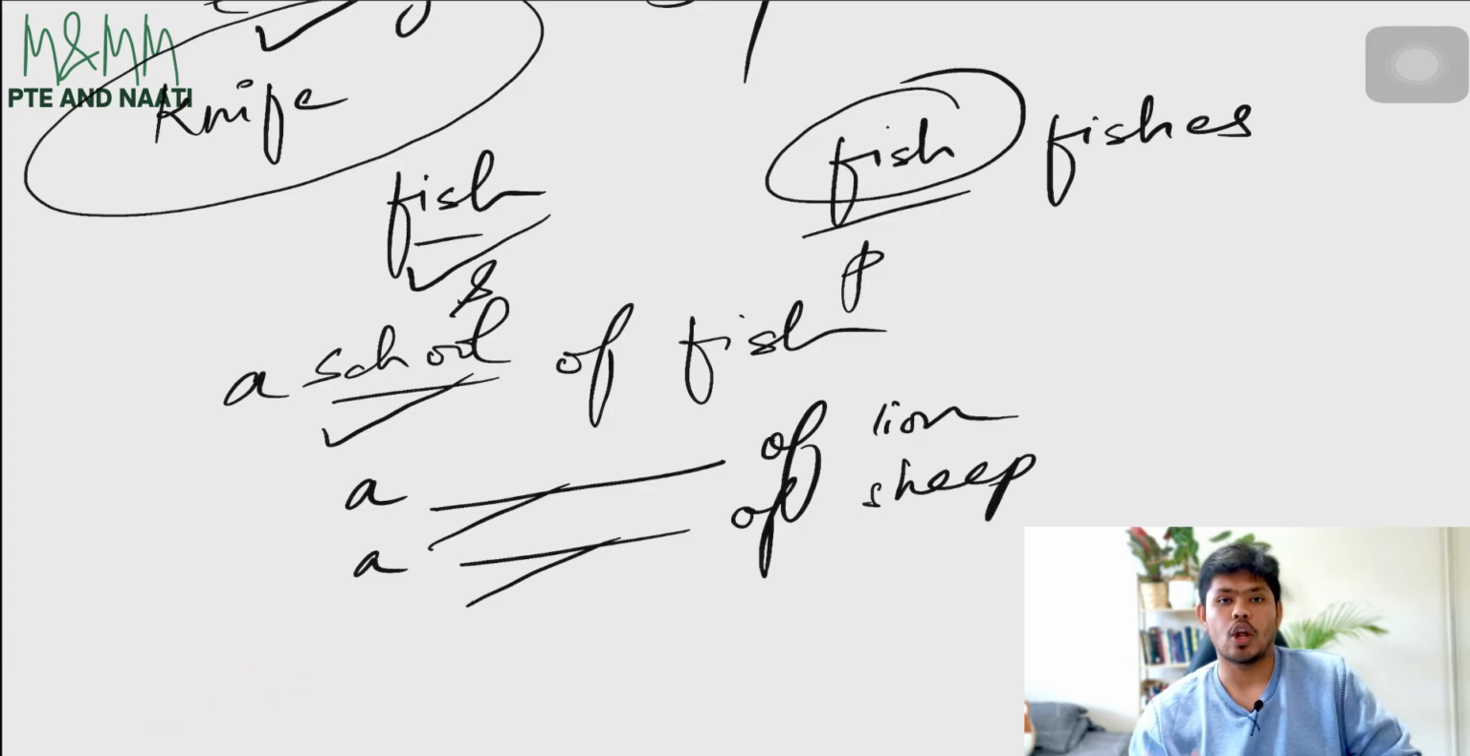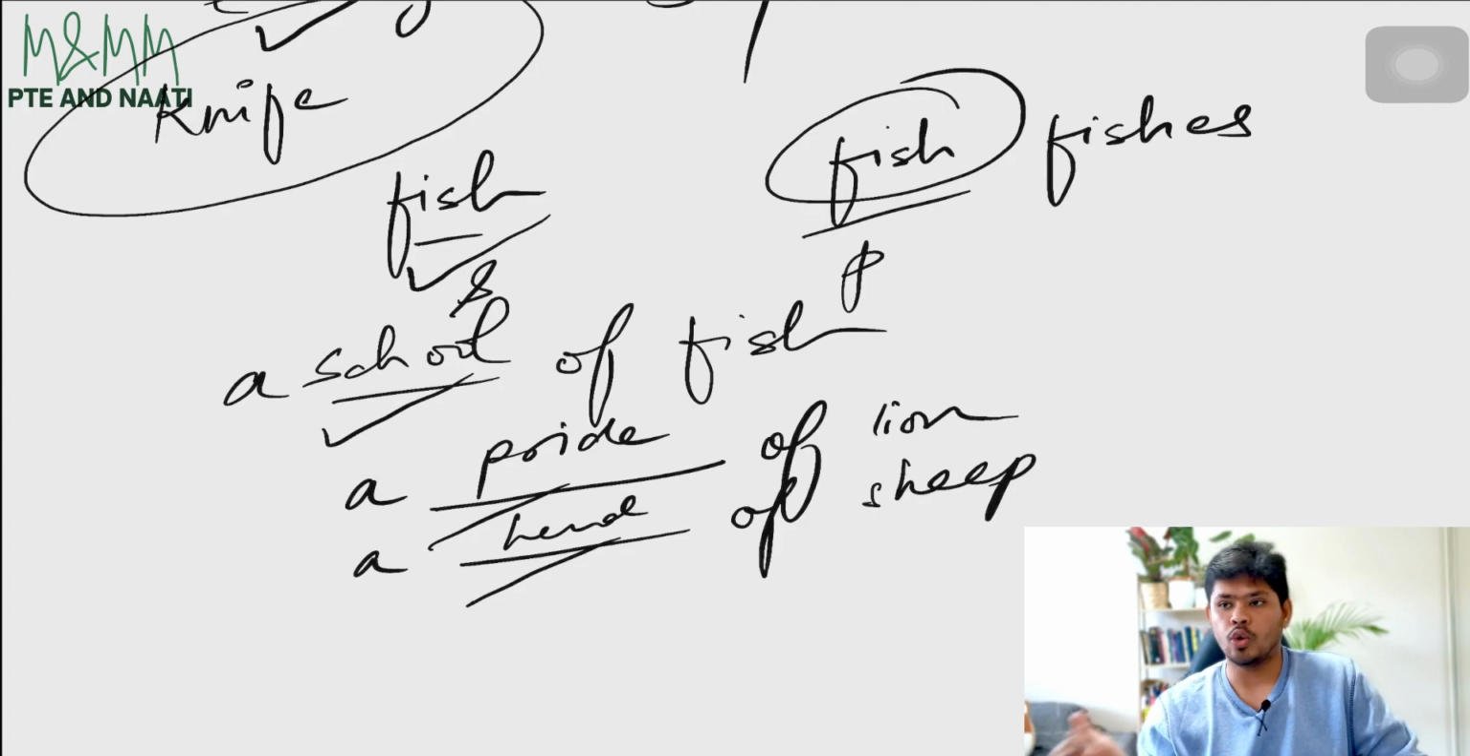Why? Because that is collocation. That is how the language is created. A pride of lion, a herd of sheep. You can't say a group of lion, a group of sheep, a group of fish. A group of is not something that we can use in every single place. We have to use the correct word. These groups of words, pride of lion, herd of sheep, are meant to be used together. Hence, they are also called collocations. So I hope by now you understand what collocations are.